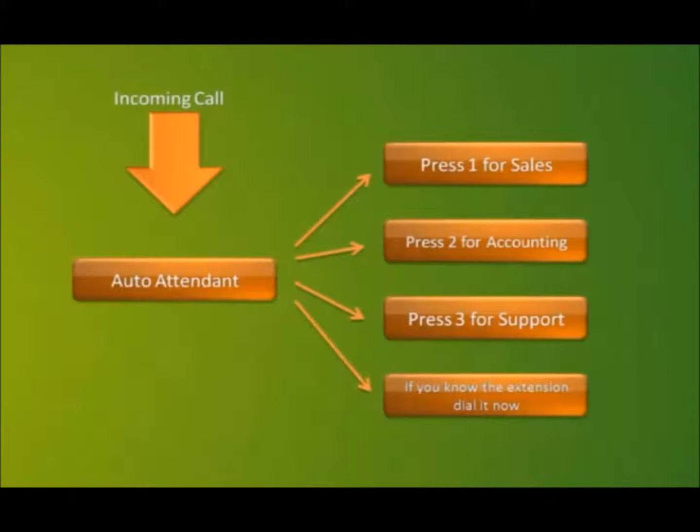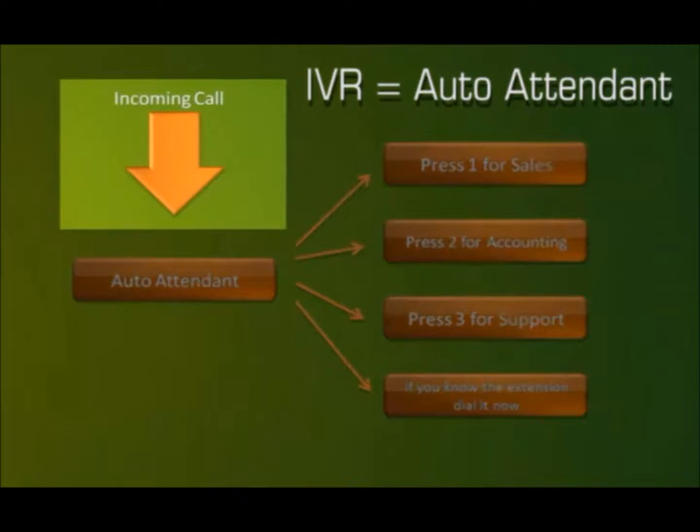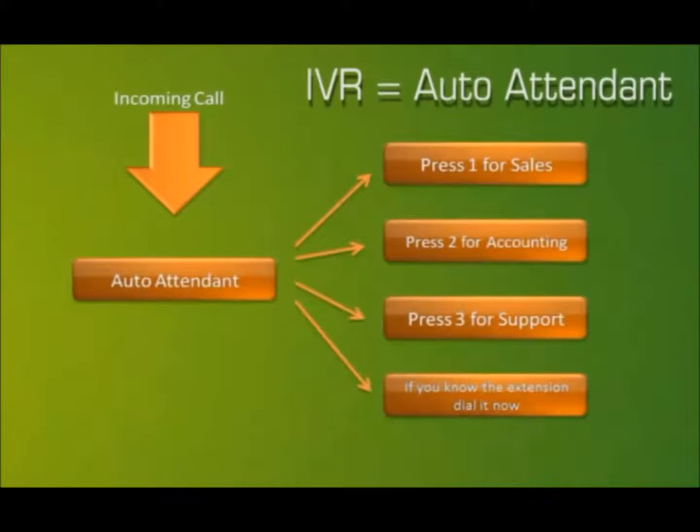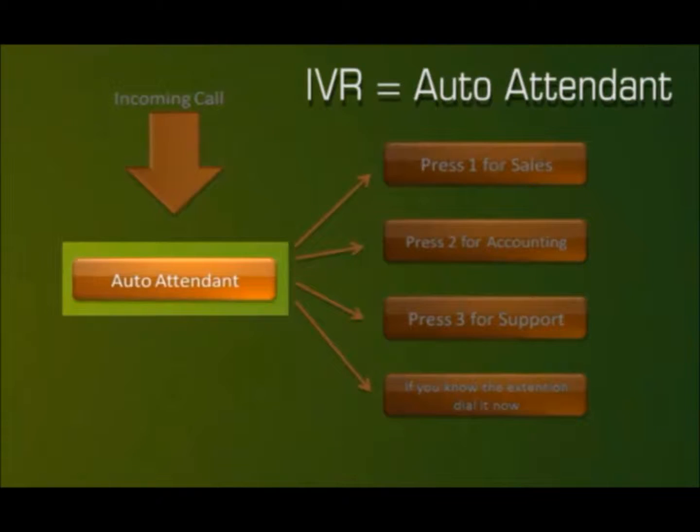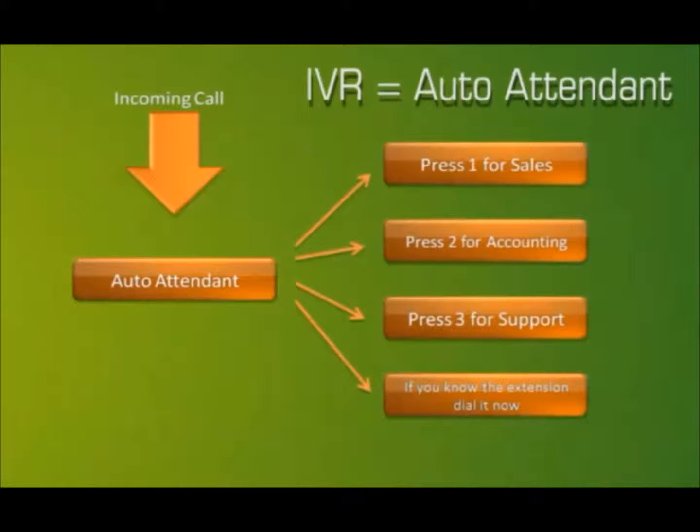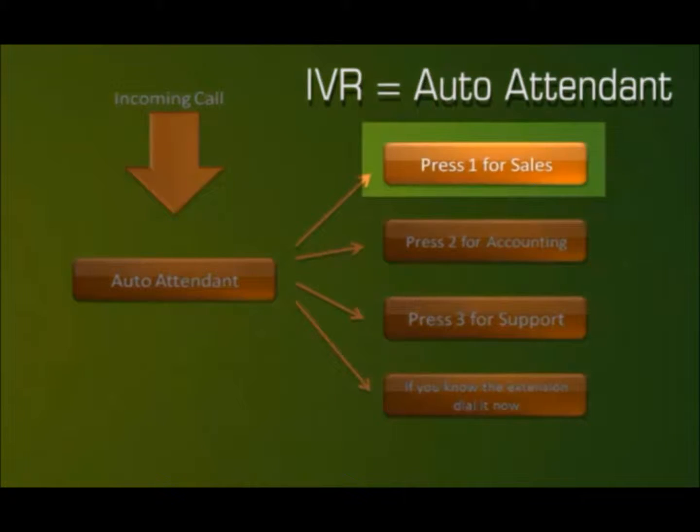With any normal IVR or auto attendant, essentially what happens is a call comes in from the outside, and the auto attendant is designed to pick up that incoming call, usually right away or after maybe one or two rings. The auto attendant will present the listener with choices: press 1 for sales, press 2 for accounting, press 3 for support, and so on. So in this case, if the person presses the number 1, it would be redirected to sales.